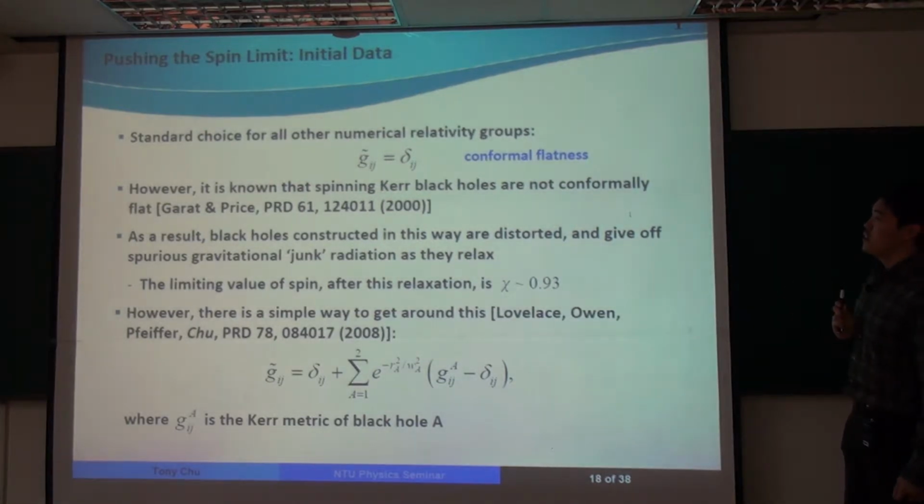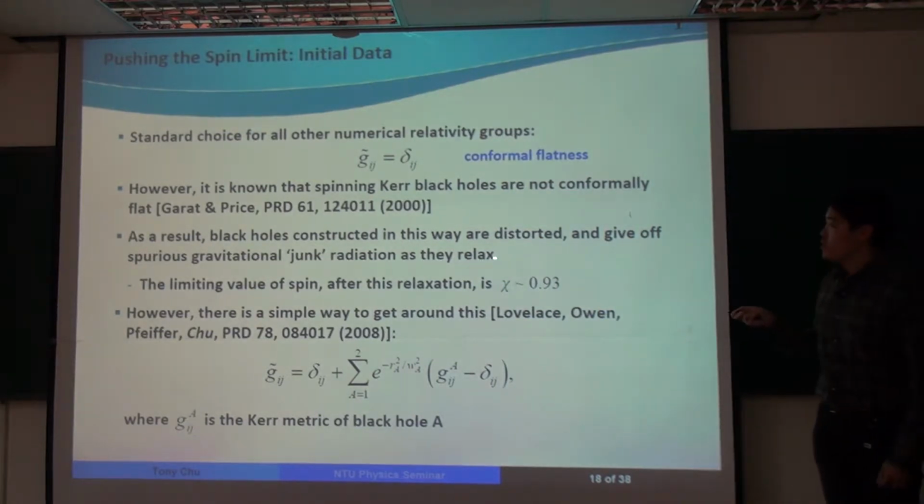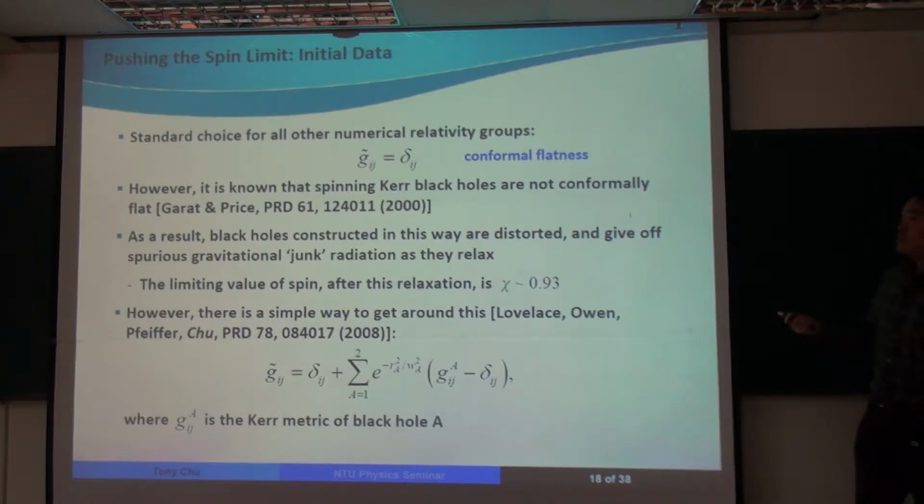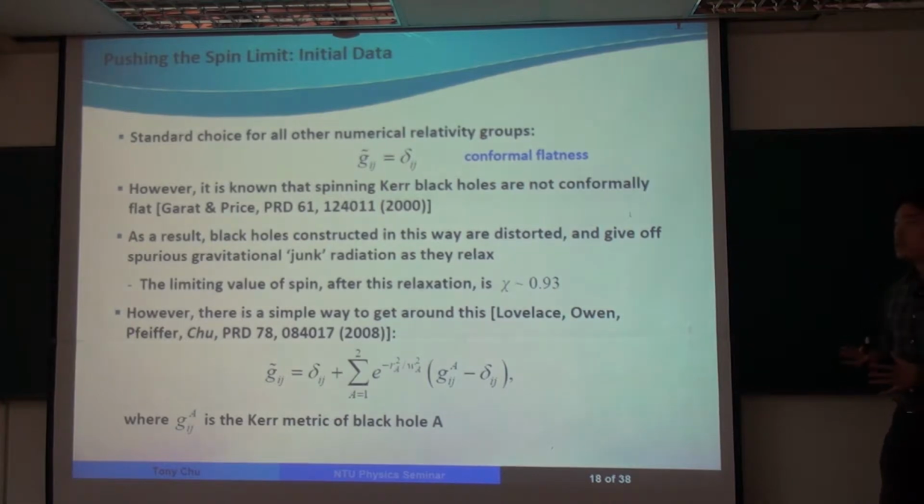However, it is known that for a spinning Kerr black hole, you cannot actually write the Kerr metric with this assumption. And if you do, and certainly we can do that in our numerics, what you get is a black hole that's a distorted Kerr black hole. So if you try to evolve that distorted Kerr black hole, it gives off gravitational radiation. It gives off spurious or unphysical gravitational radiation that we, in numerical relativity, call junk radiation, because it's something we don't want. And it gives this junk radiation off as the black hole relaxes to its equilibrium geometry.